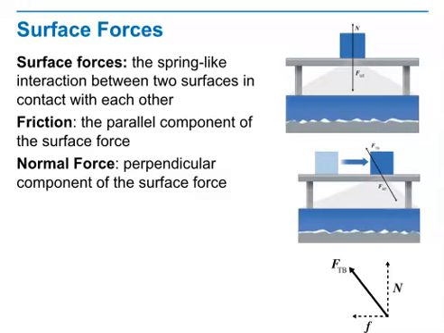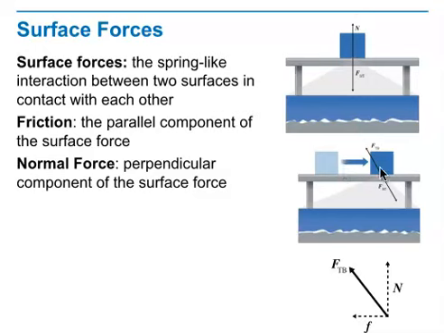One type of force we will deal with a lot are surface forces. So surface forces are the spring-like interaction between two surfaces in contact with each other. So friction is the parallel component of the surface force, otherwise known as the x component, and then the normal force is the perpendicular component of the surface force, otherwise known as the y component. So if I have this box that is staying stationary, both my surface force is pushing down and my normal force is opposite of it, and there is no movement.